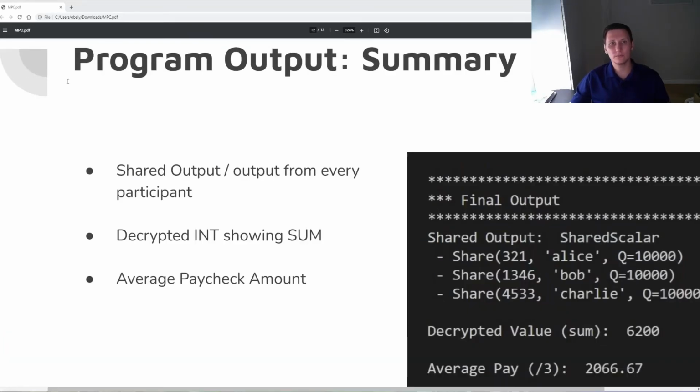Here we have our final program output. So we can see that here is a computed shared output from all the other outputs. The computed shares for Alice, the computed shares for Bob, the computed shares for Charlie. Then the values can be decrypted, which adds up to the sum of all of their paychecks. And an average is calculated by dividing the value by 3. And we know that 2066 is indeed the proper value, the correct answer to the problem.